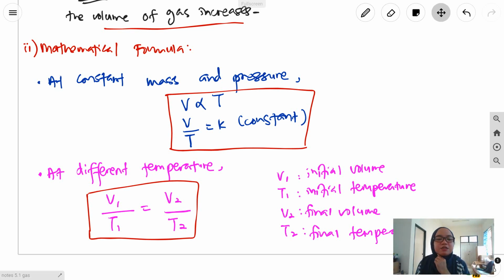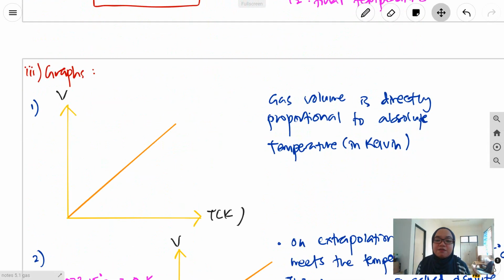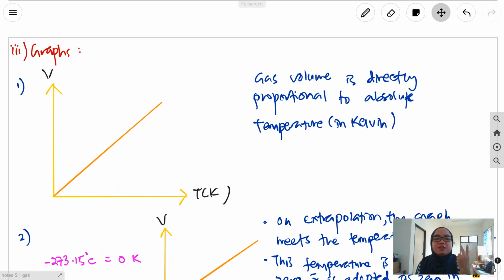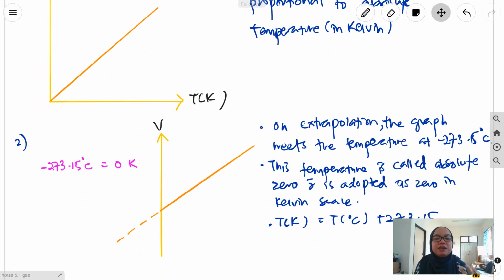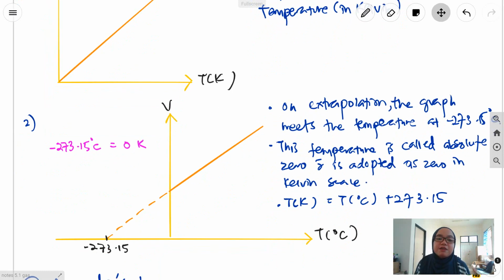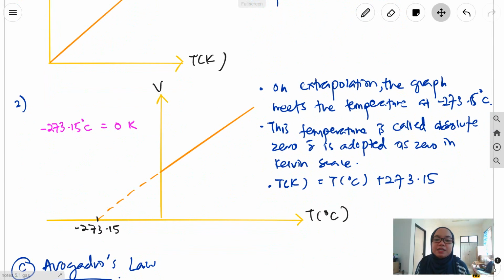Now let's look at the graphs here. There are two graphs for this Charles law. First is the volume against temperature in Kelvin. So the gas volume is said to be directly proportional to the absolute temperature in Kelvin, so there is a straight line. Next, the second graph is the extrapolated graph, where the graph is between volume against the temperature but in degrees Celsius.